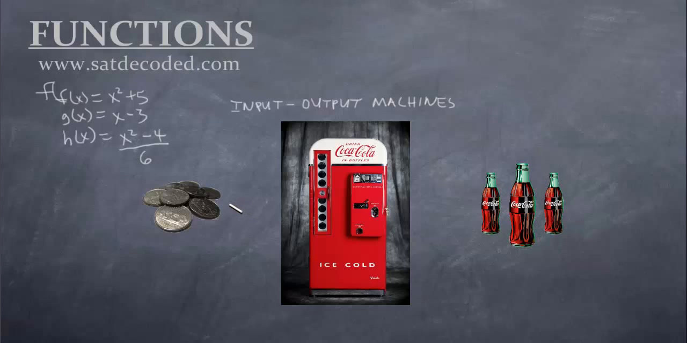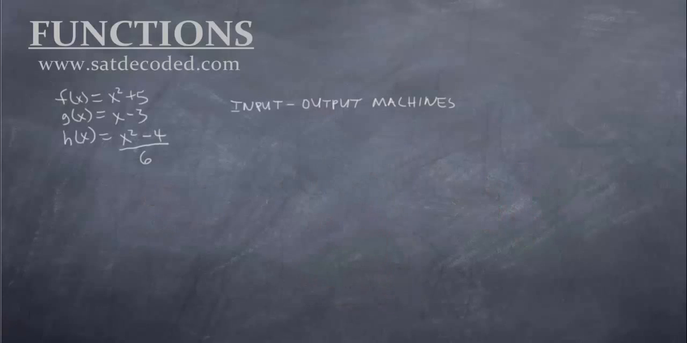Well, I don't know about you, but I usually like to input money into this machine. And when I input money, it gives me some sort of output, in this case, some Coke. So that is the function or the role of this machine. You input something, money, and it outputs something, Coke. So let's see how this works in math.